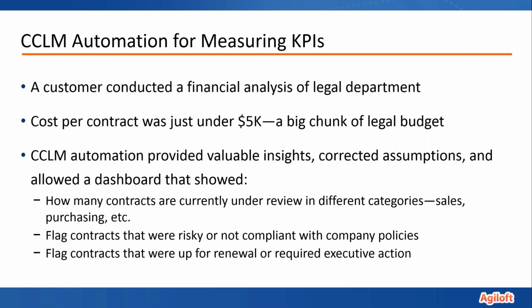Automation also provided a number of interesting insights. For example, what everyone thought of as a busy season for contract creation was in fact a relatively light time. The conventional wisdom on where the workflow bottlenecks were was also completely inaccurate. Automation now provides the executive team with a dashboard that shows how many contracts are under review in different categories, sales, purchasing, etc. It allows them to flag contracts that were risky or not compliant with company policies, and it automates follow-up on contracts that are up for renewal or require executive action.